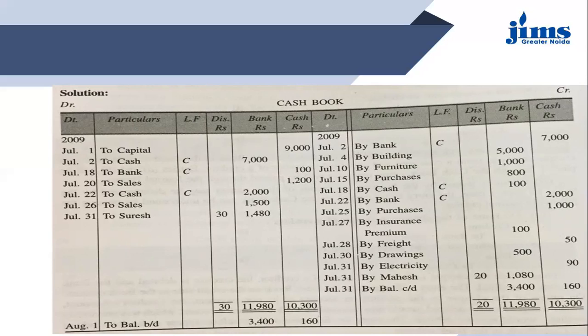And whatever balance is appearing on 31st July as balance c/d will be further carried on to the next month as balance b/d under bank and cash.